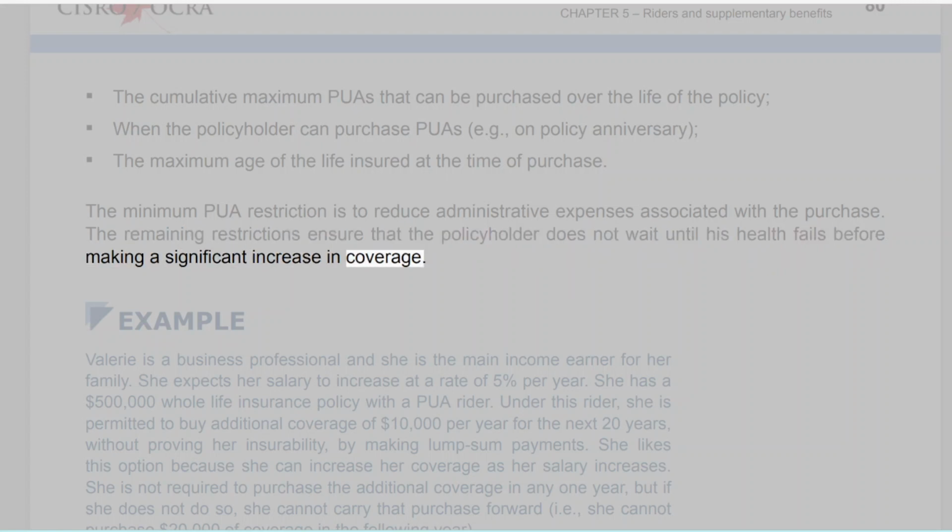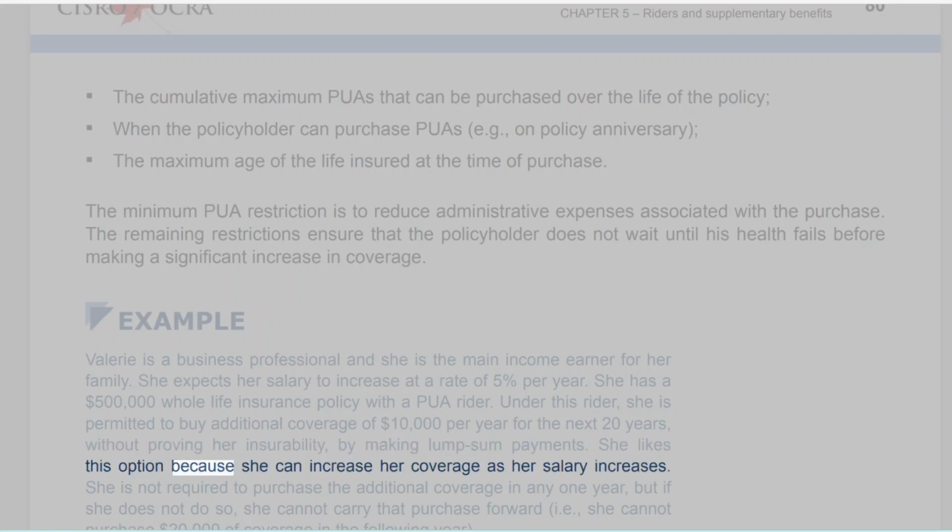Example. Valerie is a business professional and she is the main income earner for her family. She expects her salary to increase at a rate of 5% per year. She has a $500,000 whole life insurance policy with a PUA rider. Under this rider, she is permitted to buy additional coverage of $10,000 per year for the next 20 years, without proving her insurability, by making lump sum payments.